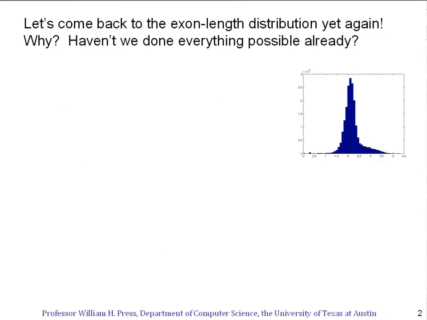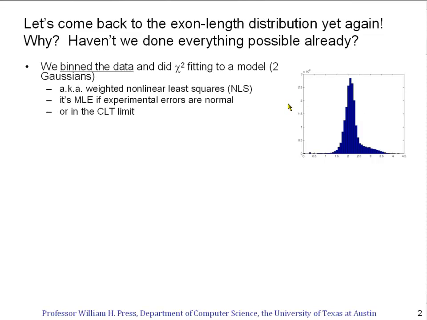This is a unit on model selection, but we're going to slide into that topic maybe a little bit sideways by first looking back at our familiar distribution of the lengths of the exons in the human genome. What you say, haven't we done every possible thing with this little toy data set that we can possibly do? So let's review what we've done.